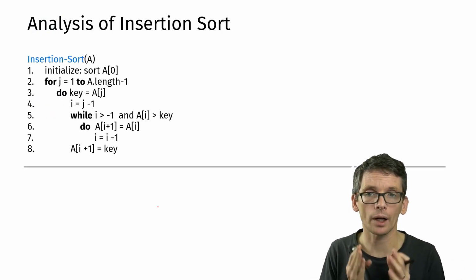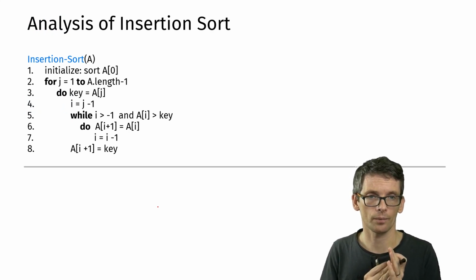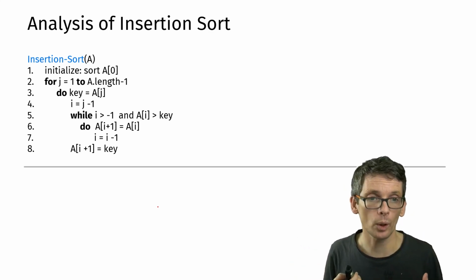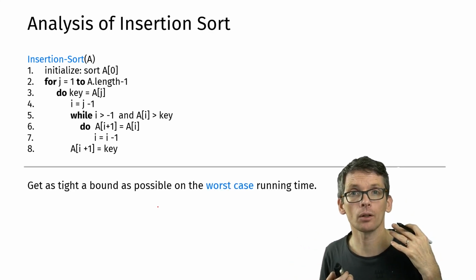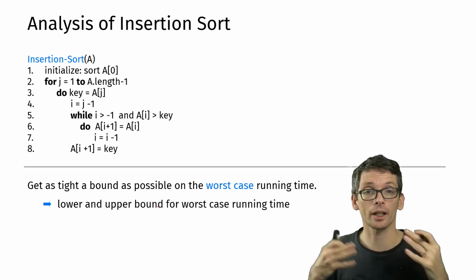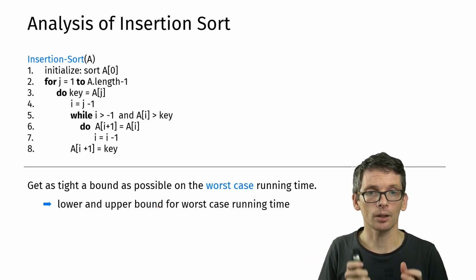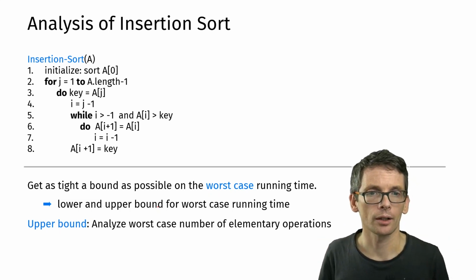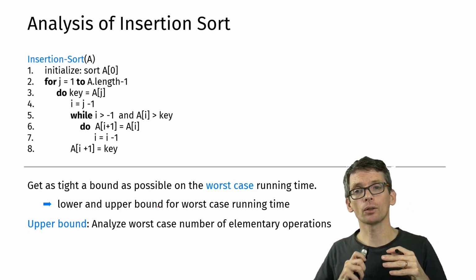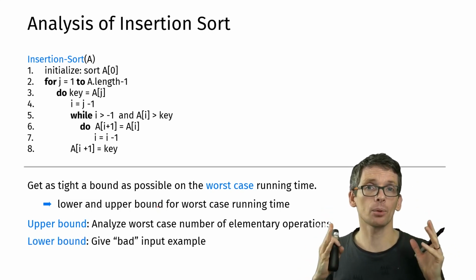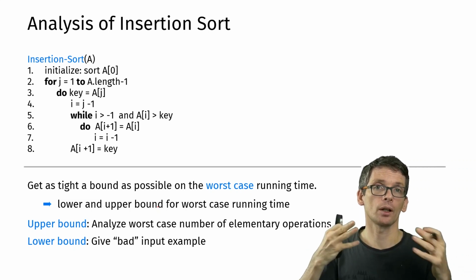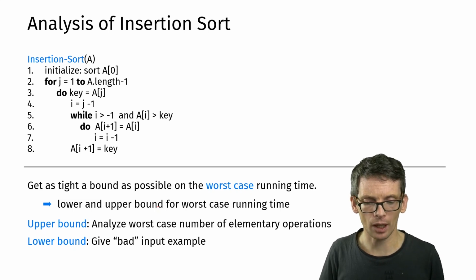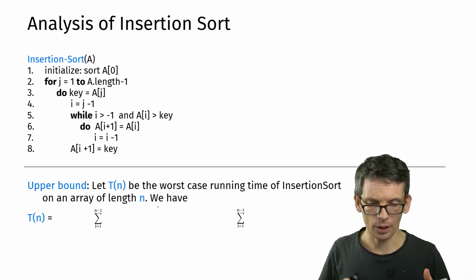Let's analyze the running time of insertion sort. What I want to do now is have a tight bound on the worst case running time, so I'm giving you a lower and an upper bound on the worst case running time. For the upper bound, we just count the number of elementary operations or give upper bounds on those numbers. For the lower bound, I'm going to give a bad input and show that for that input, the algorithm needs a certain amount of time. So let's start with the upper bound. We go through this line by line.